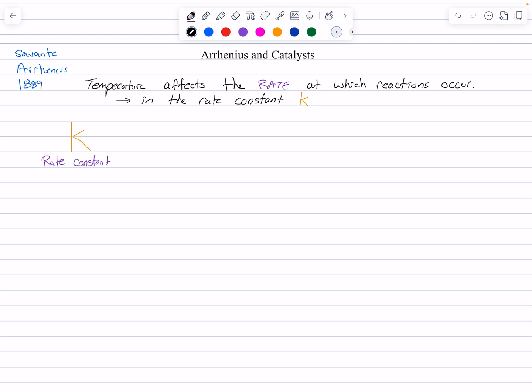All right, and so our rate constant k, he came up with an equation for how this works. With experiment and graphing and all that, he came up with the Arrhenius equation, which has this thing A, which is a pre-exponential, e to the negative Ea divided by R and T.